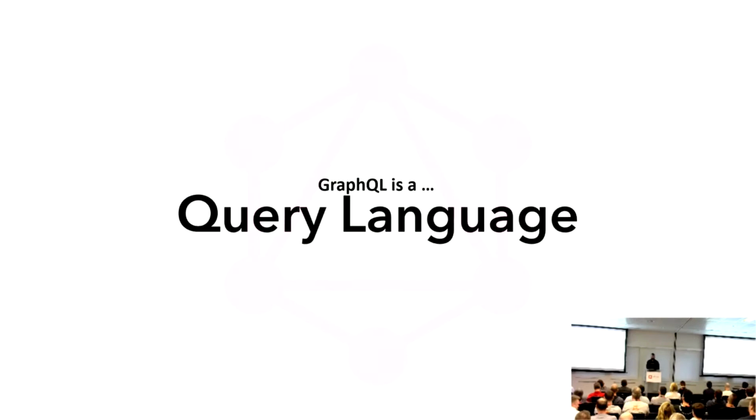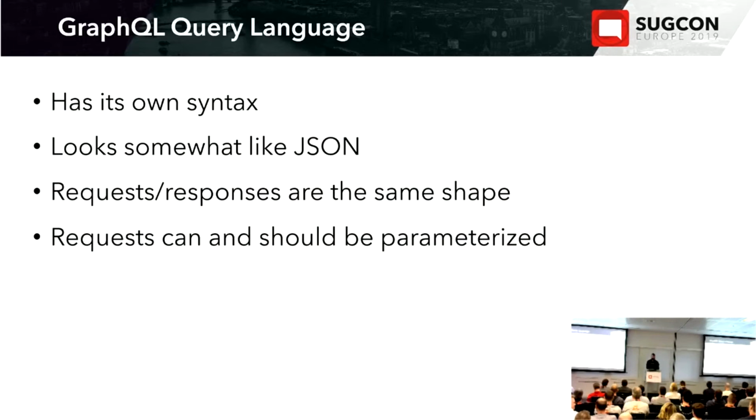Secondly, it's a query language. It has its own syntax. It looks a lot like JSON. And one of my favorite features of GraphQL is the requests and responses are the same shape. And I'll kind of show that when we start getting some demos. It has a predictable response structure. And additionally, requests can and should be parameterized.